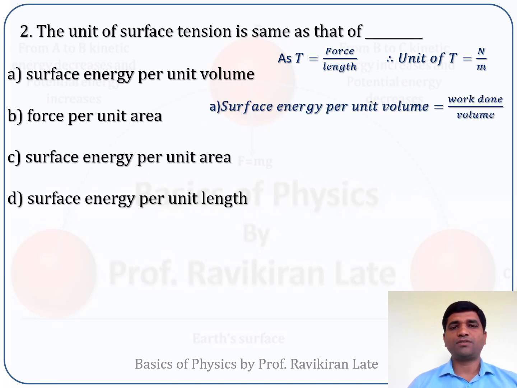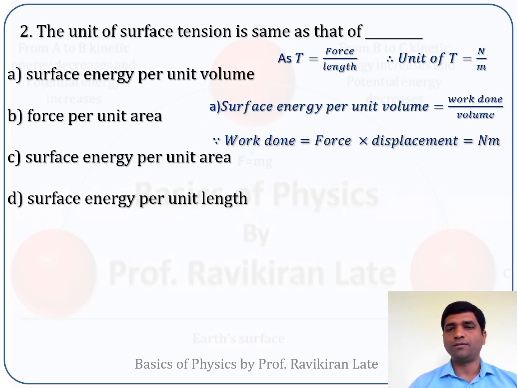So the first option is surface energy per unit volume. We know that surface energy is nothing but the work done stored within that liquid, and per unit volume, so we have to divide it by the volume. So surface energy per unit volume is nothing but the work done per unit volume. The formula for work done is force into displacement. So its unit: force is measured in terms of Newton, and displacement is measured in terms of meter.